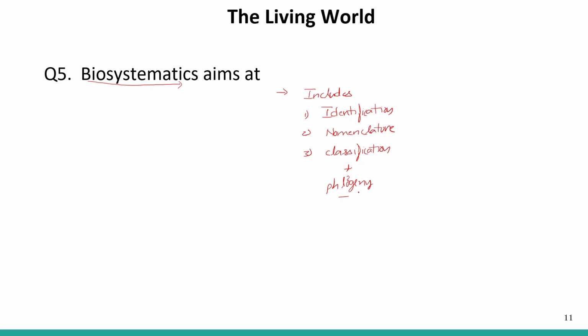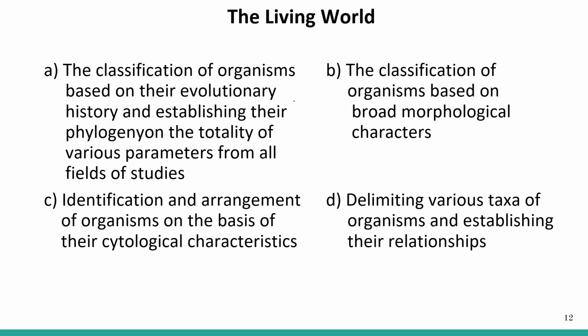And this is how it is different from taxonomy, because taxonomy includes identification, nomenclature, and classification. All of these are included in taxonomy as well. But in addition to this, systematics also includes phylogeny. Now, what is phylogeny? Phylogeny is evolutionary relationship. This is clear. Now we'll look at the options.